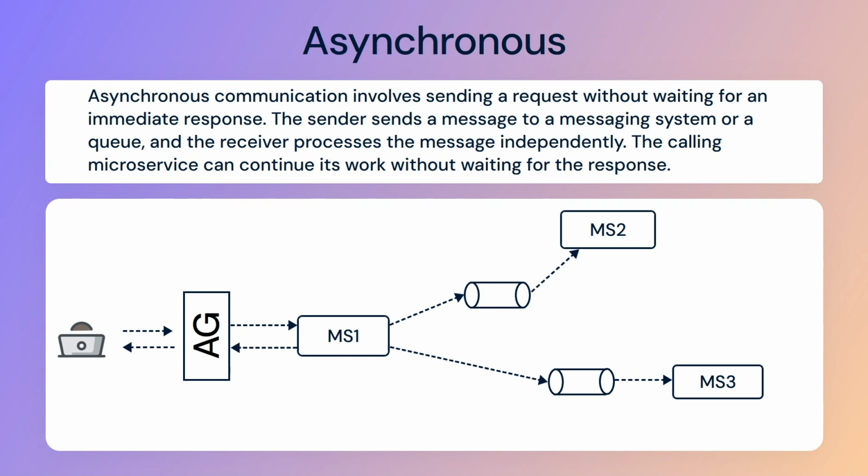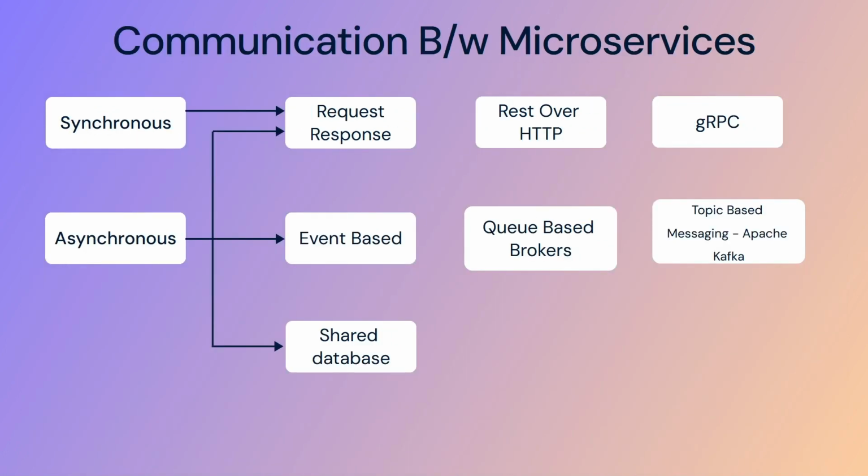Let's see some communication mechanisms in the microservices. In synchronous, we have one type of implementation, that is request response type, which is implemented via REST over HTTP or gRPC. We can also use request response to implement asynchronous architecture. In asynchronous, we have event driven, which can be implemented using queue based brokers or topic based messaging like Apache Kafka, or we have shared database.